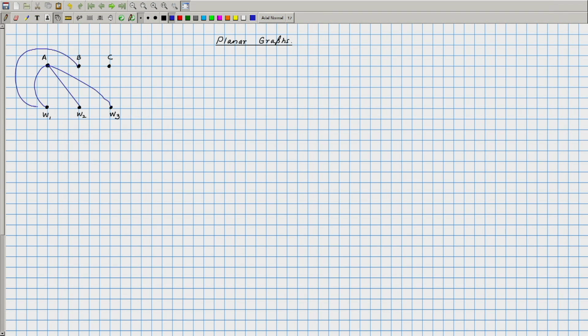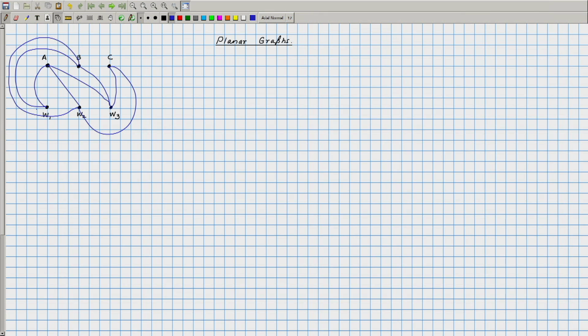we can draw a path from B to W1, B to W2 and B to W3, and C to W3, C to W2. But once this has been drawn, at least in this drawing W1 is inside a region and there is no way we can go from C to W1 without intersecting one of the already existing paths.